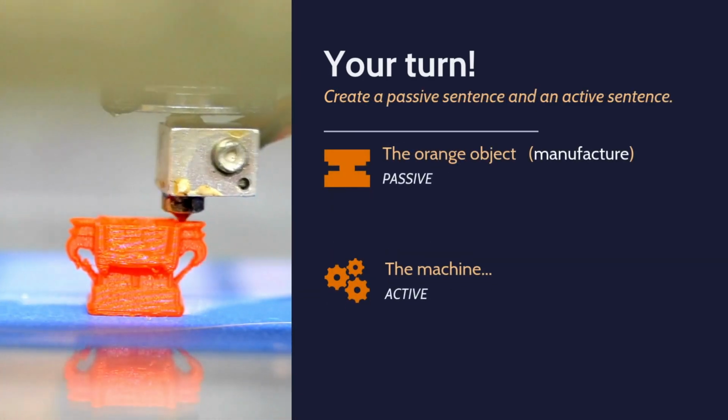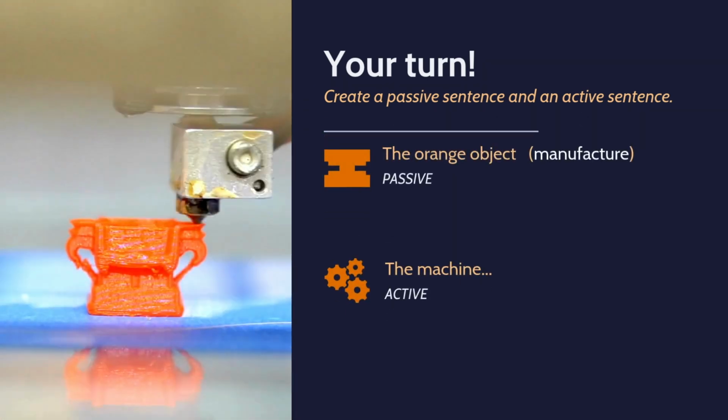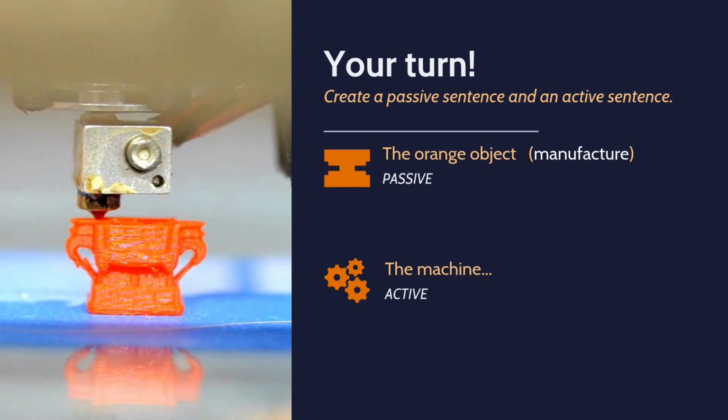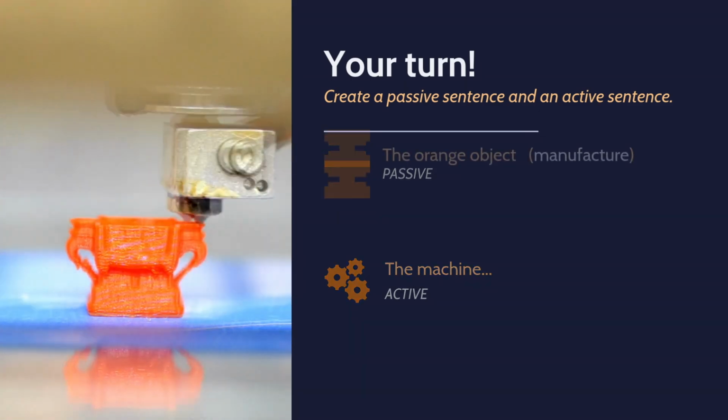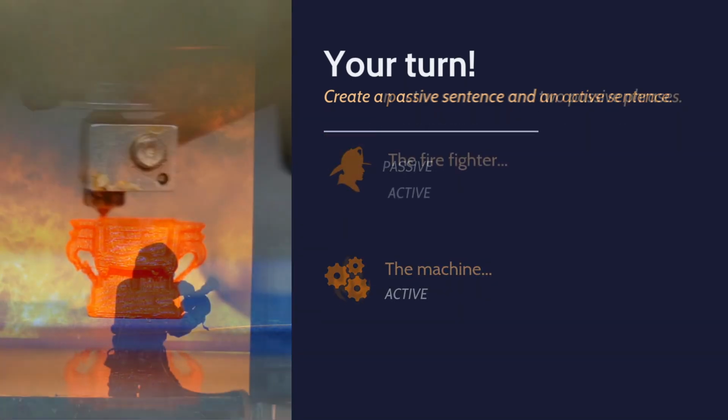Your turn. Create a passive sentence and an active sentence. Passive: the orange object. Verb: use manufacture. Active: the machine. Pause if you like.